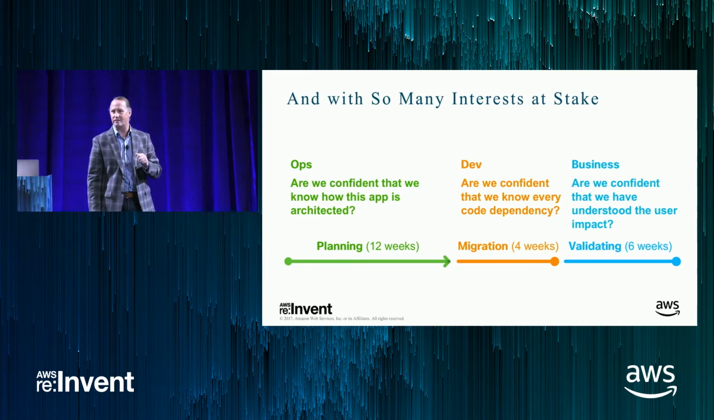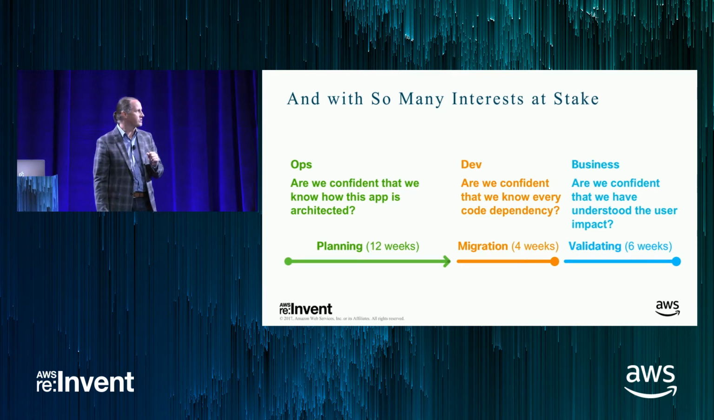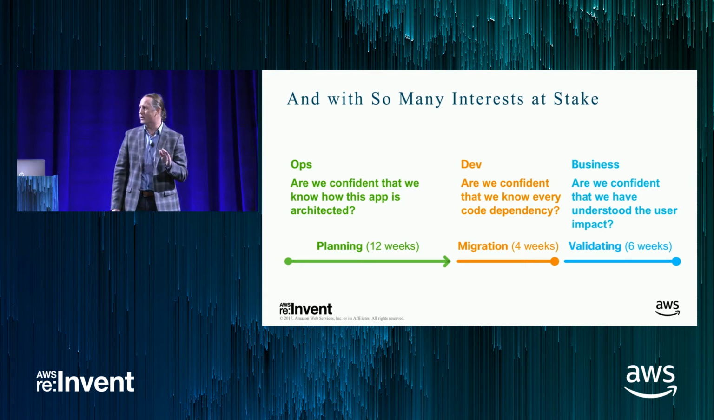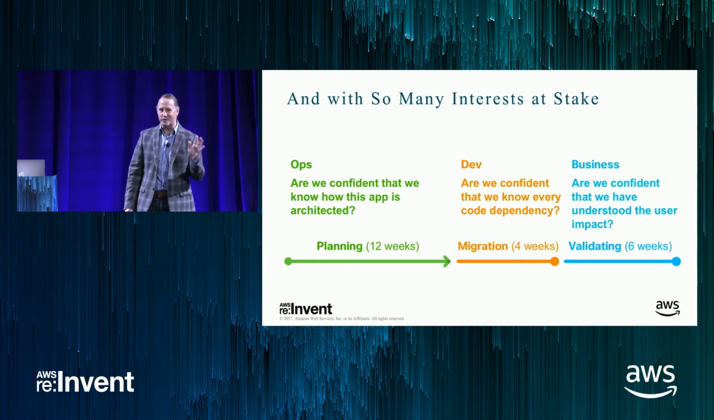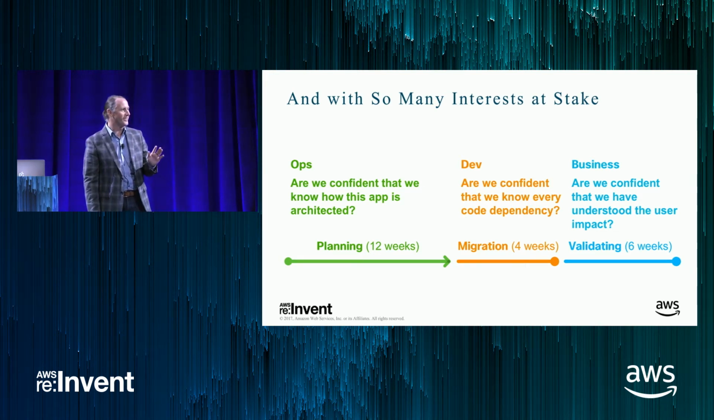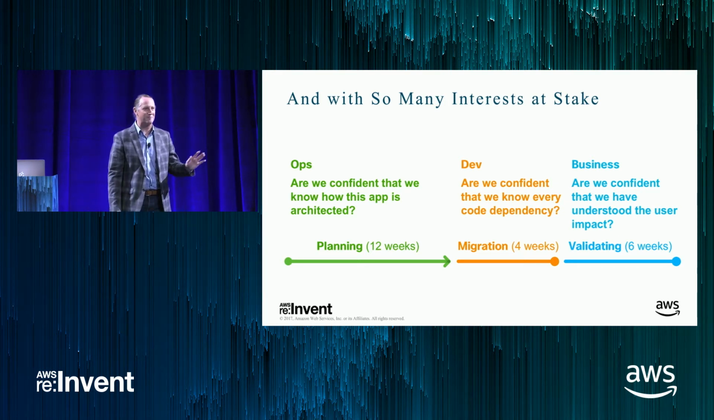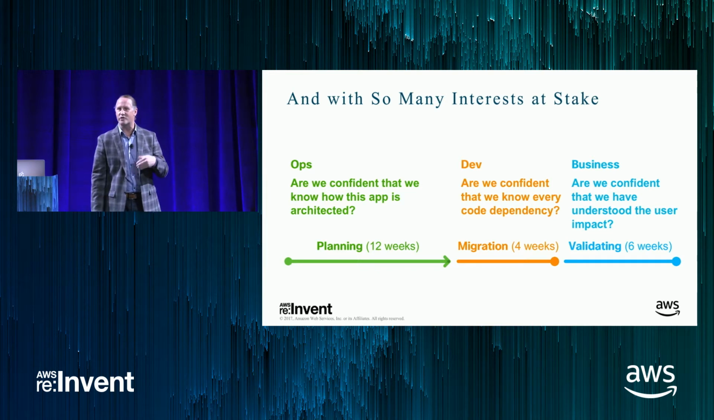A lot of times a technical initiative doesn't consider the other stakeholders. We've got operations people. Do we know how the app is actually architected? Dev guys, are we confident we know every code dependency? Devs never put hard-coded IPs in database connection strings, do they? They always use DNS names and dynamic resolution. You never find something, an NFS mount or something you didn't know about. So devs will be honest and say, are we even sure that we know everything?